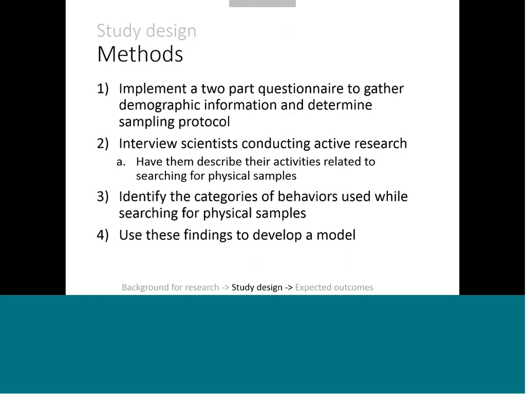I'm using qualitative research methods. The first part is to implement a questionnaire, which has already been sent to state geologists and their repository managers, and that's to gather some background data. Then I'll follow up with a series of interviews with scientists who have interacted with those repositories to find out about their search process. I'll use this information to develop categories similar to that of Ellis's that I showed earlier, and develop my own model of information seeking.